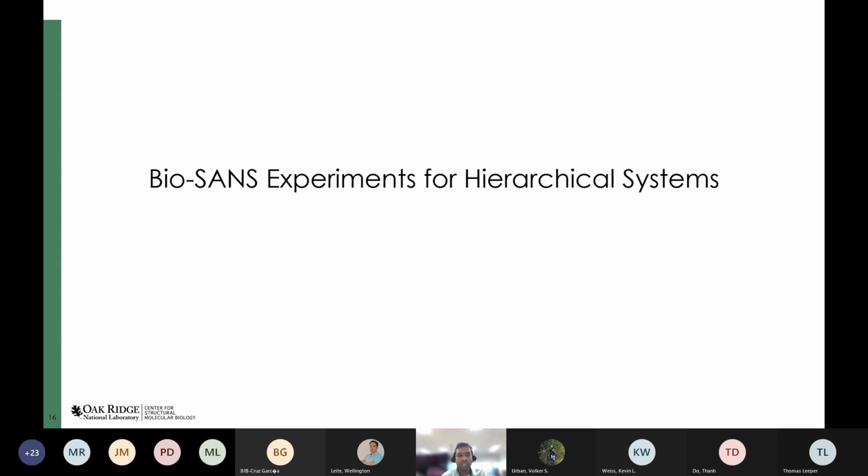So in these next few slides, I'm going to talk about how hierarchical systems are going to be measured at the SANS beamline and what the practical challenges are. I'm going to show you some practical real-life examples, but I'm not going to focus on the real science. If any of you are interested in the real science, we can talk offline. I'm going to talk about the challenges and how we make the samples.